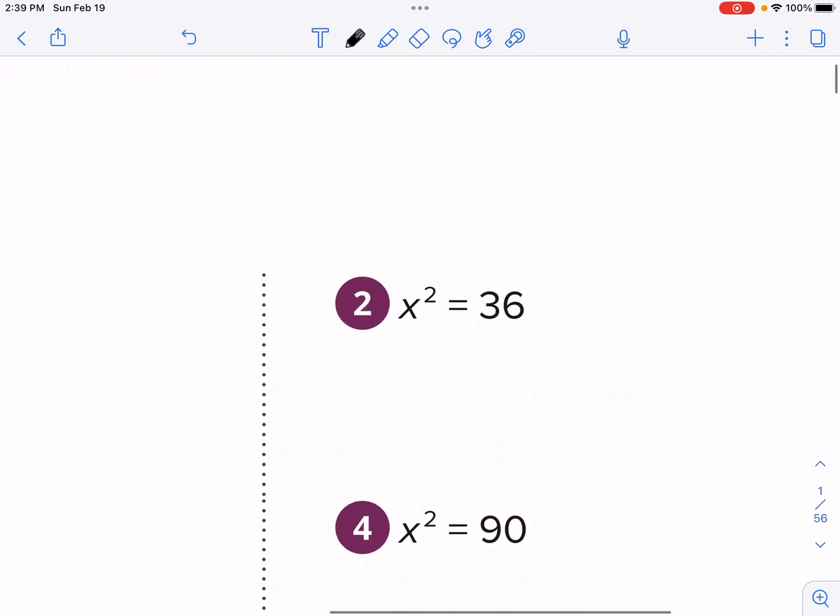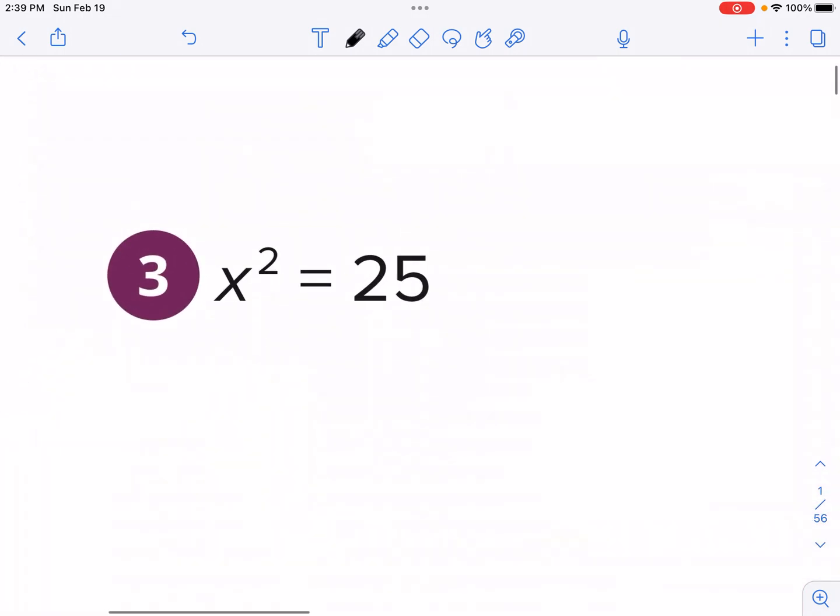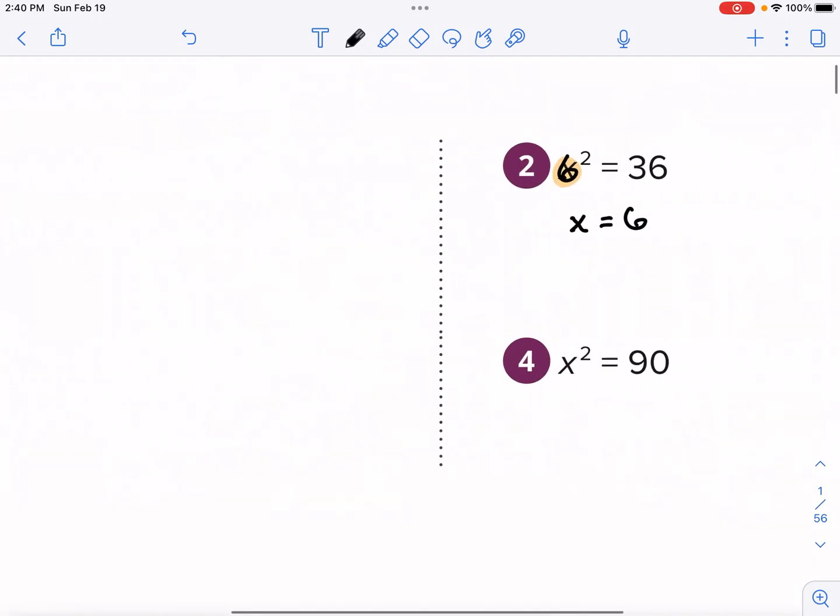All right. Now, as we're going through this, look at example 2. We're thinking of what number, if you square it, if you multiply it by itself, is equal to 36. In that case, that x value has to be 6, because 6 times 6, 6 squared, is 36. Similar for number 3: what number do we have to square to equal 25? This x would have to be 5, because 5 times 5 is 25. So similar to number 2.